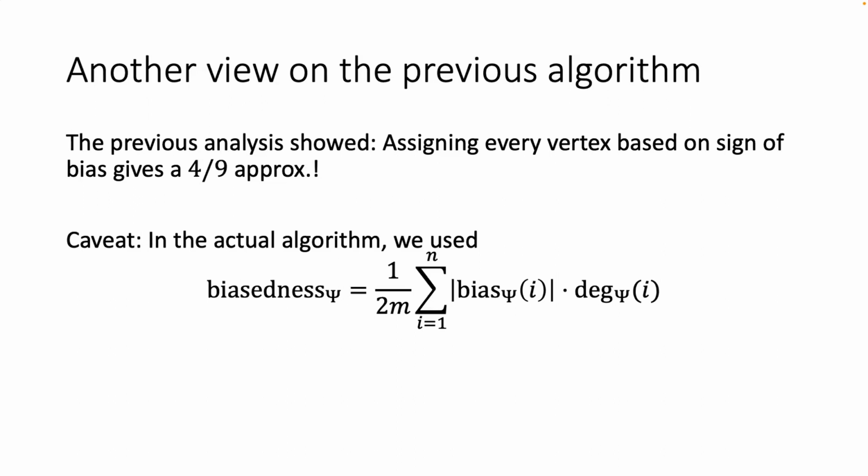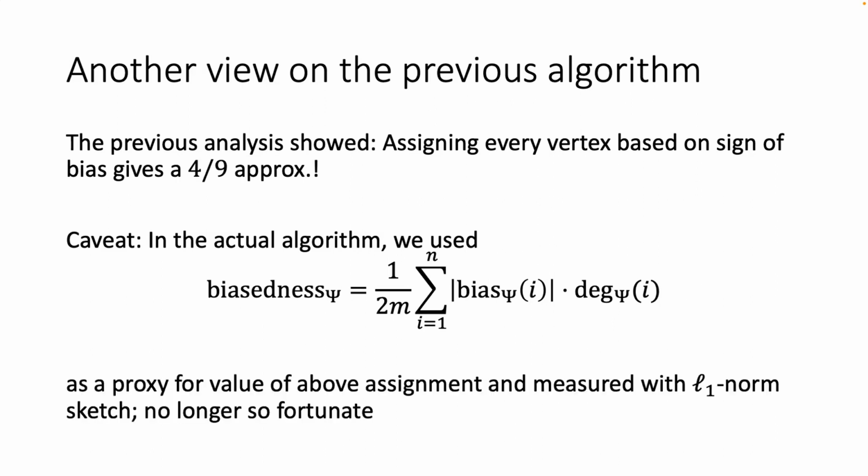this assigning every variable based on the sign of its bias is a classical algorithm. But when we want to implement it as a streaming algorithm, we don't have the space to do that. So we have to do this other trick where we use something else as a proxy for the value of that assignment and sketch it in some way. And we're no longer going to be able to do that.